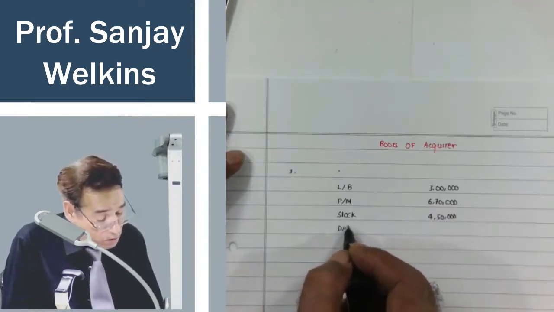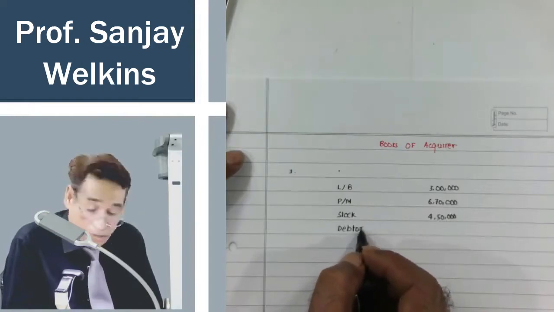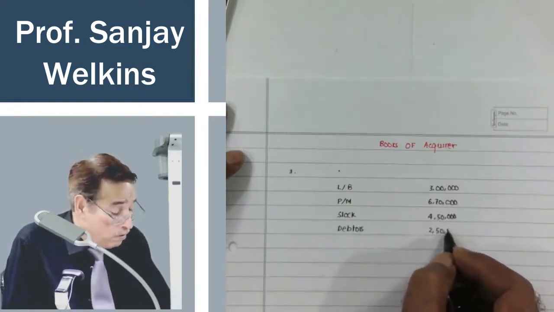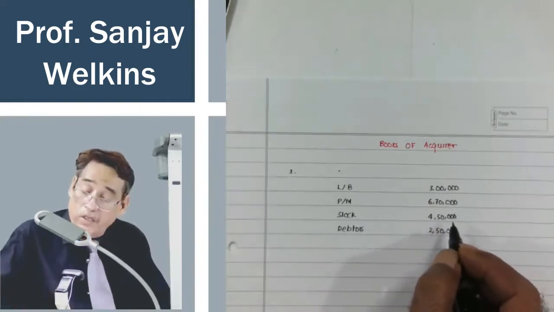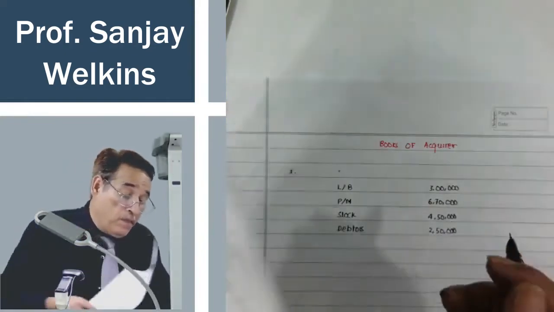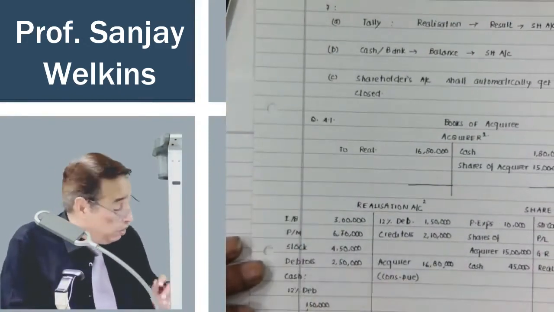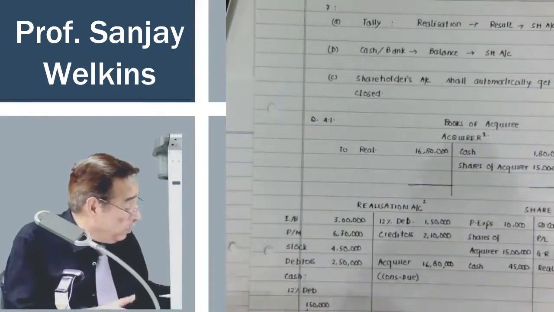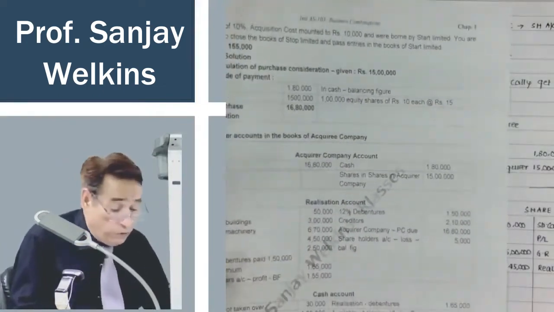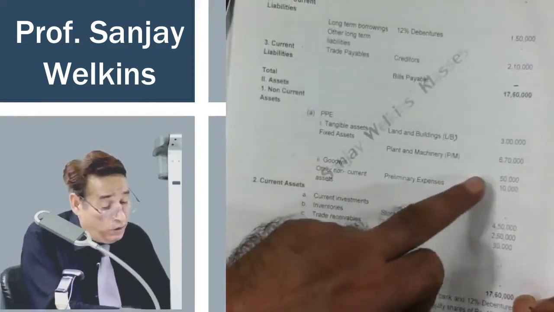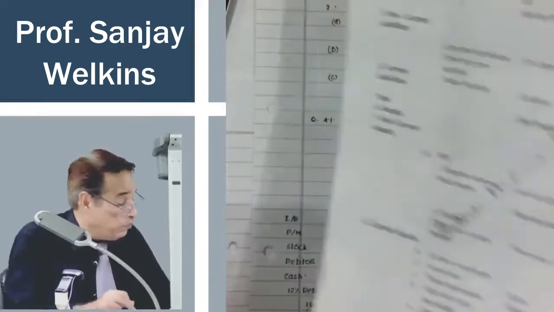Debtors is equal to 2,50,000. Actually, I'm very sorry, I haven't written goodwill here. In this question there was goodwill also, I remember suddenly now. Sometimes it moves out of your memory because most of the items remain in my memory. Yes, there is goodwill also, 50,000, and we haven't transferred it yet.